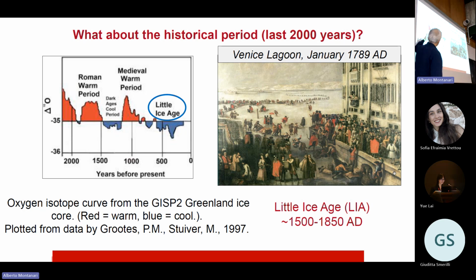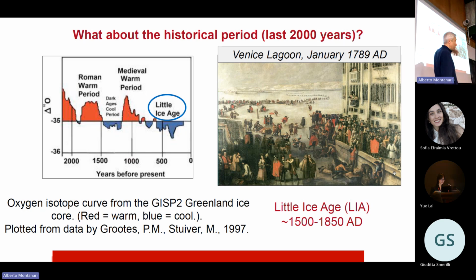And we can identify these warm periods, the Roman warm period, the medieval warm period, and a couple of cool periods. One about the collapse of the Roman Empire. This cold period has been hypothesized as a possible cause of the collapse of the Western Roman Empire. We will discuss this later in a few minutes.